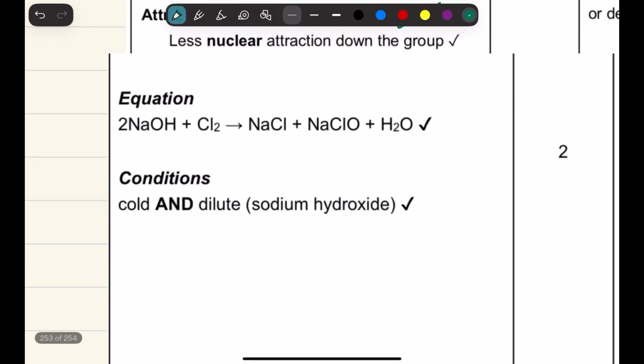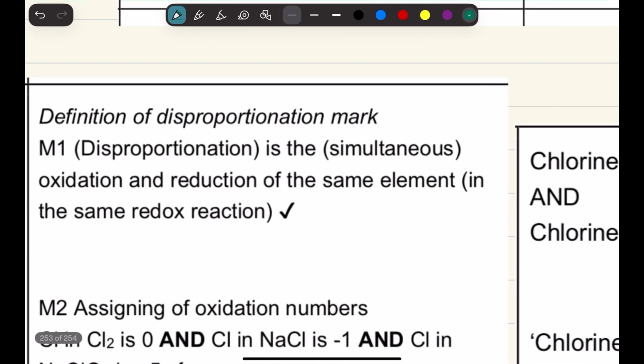Now, in terms of bleach, I'd say it's good to know an equation like this off by heart, even the NaClO3 one, which is another one. I think it's a really good thing to memorize this whole equation, because disproportionation reactions are difficult if you don't know the reagents. Cold and dilute. What happens? The sodium hydroxide has to be cold and dilute, and then you can form bleach.